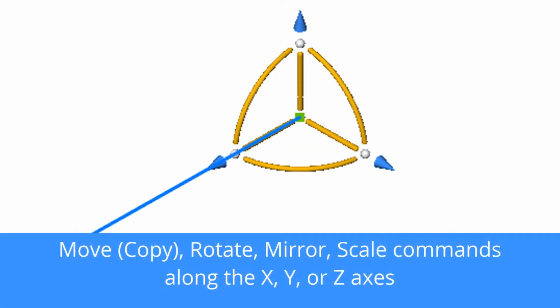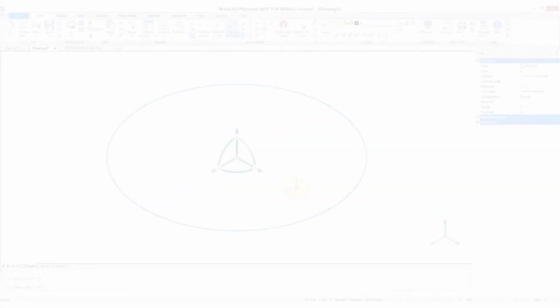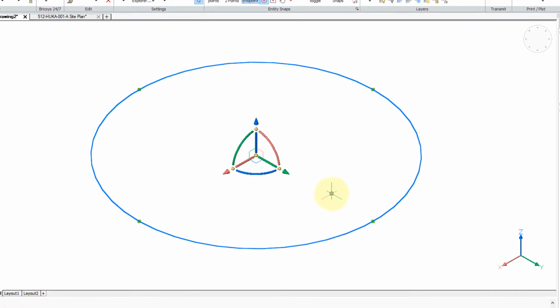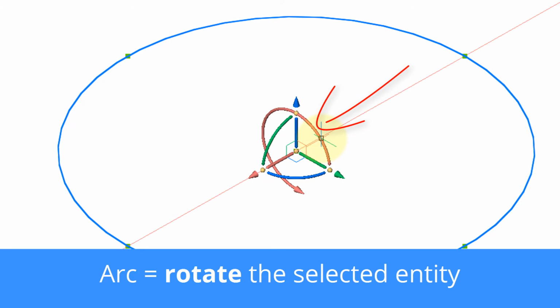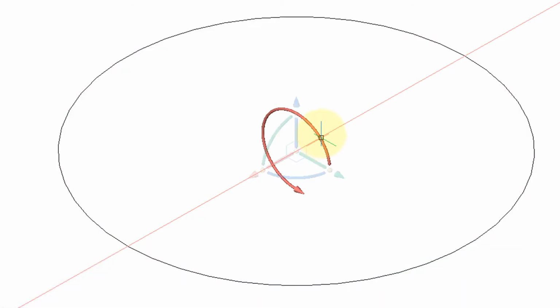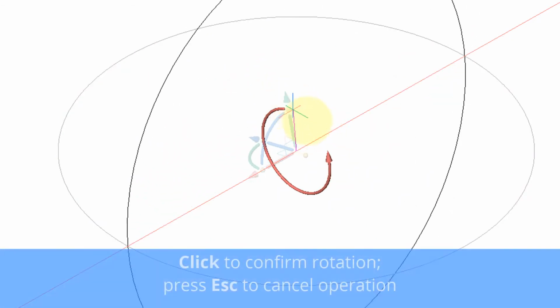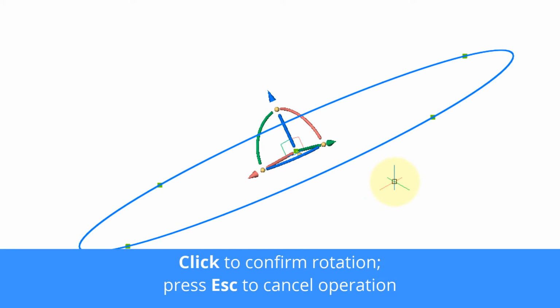The widget looks the way it does because it handles the 5 most common commands: move or copy, rotate, mirror, and scale, along any of the 3 axes. The design of the widget is to give you a hint at how it works. So the curved arcs obviously rotate it, and as you move the cursor over one of them, it extends to show you the direction it will rotate. So there I am rotating the circle. Click to put it where you want it.